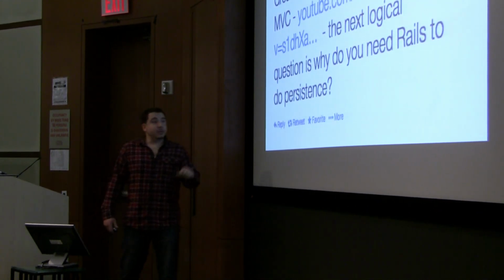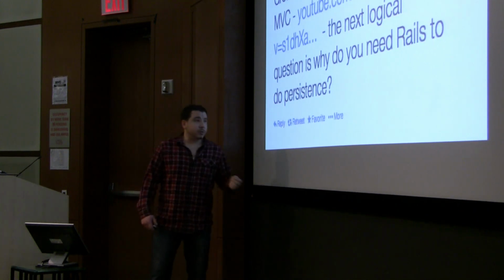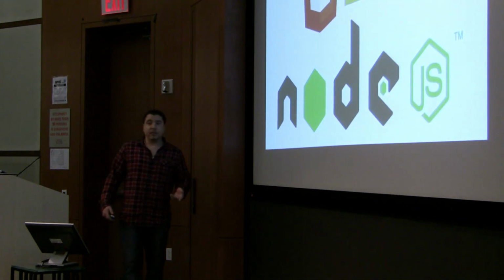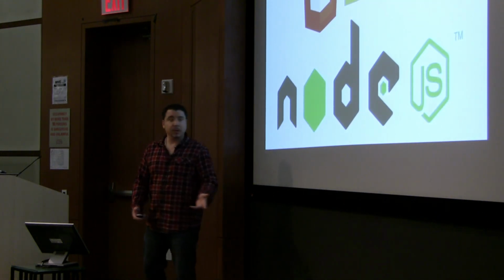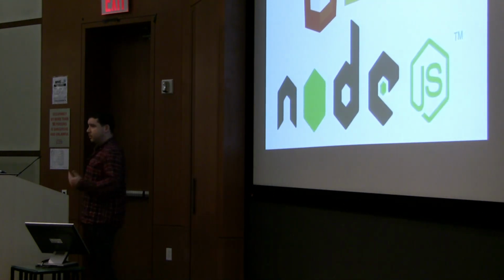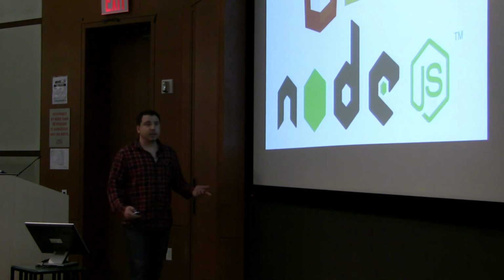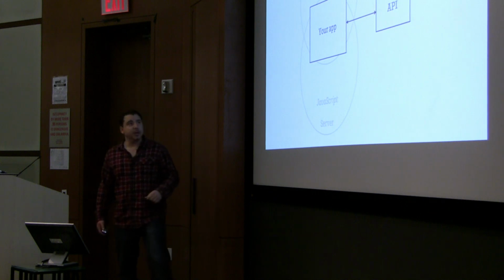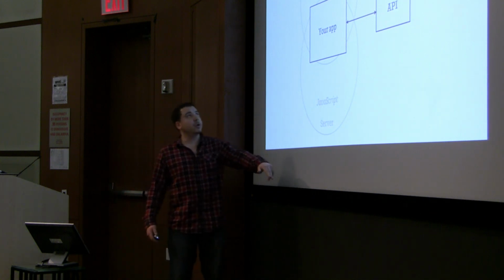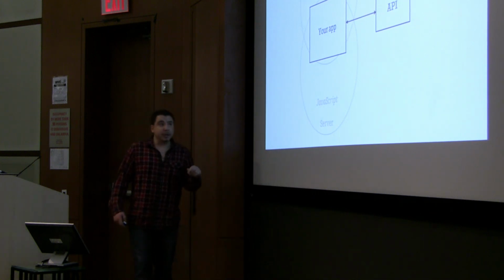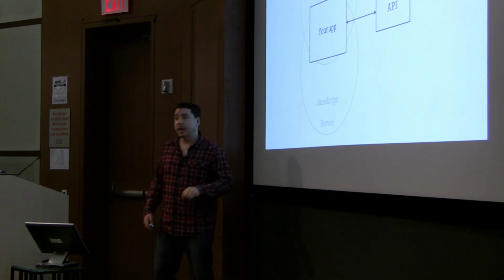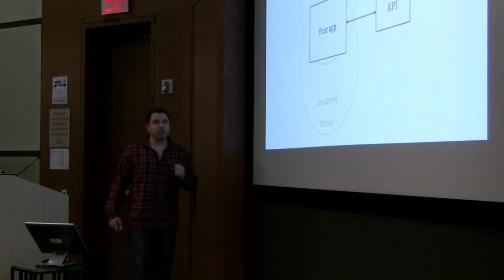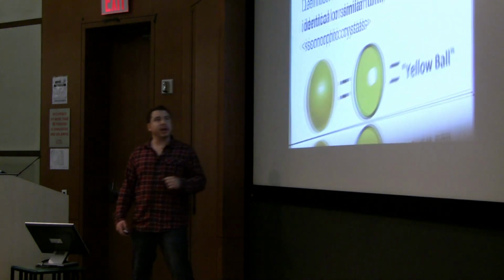So this tweet said, why do you need Rails to do persistence? Why do you need Ruby on the back end at all? When you have a client-side app that's written in JavaScript, and you can write JavaScript on the server now with Node.js. So what does that bring us? That brings us a client-server MVC, where you have JavaScript on the server, you have JavaScript on the client, and then you have your app. And that's where the term isomorphic JavaScript comes from. It's code that can execute on both the client and server.